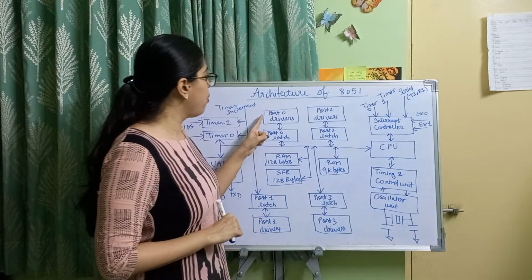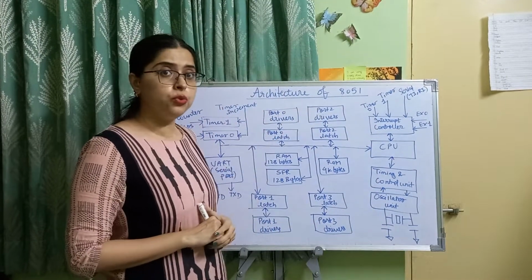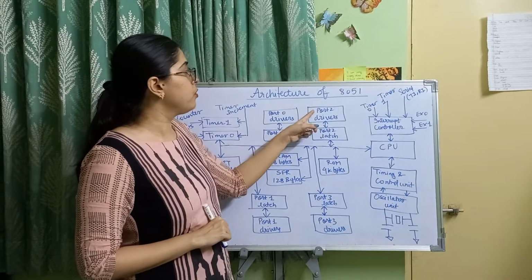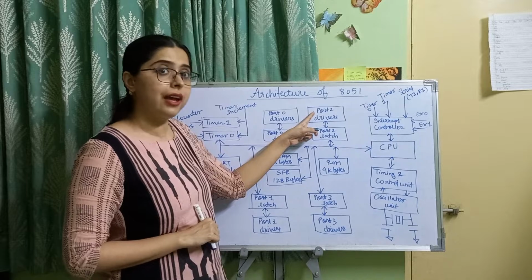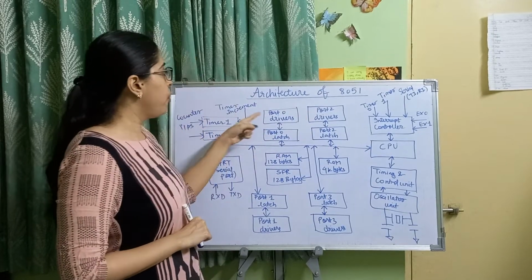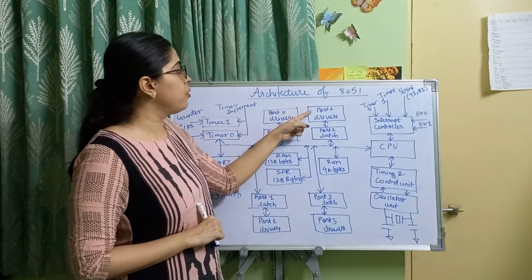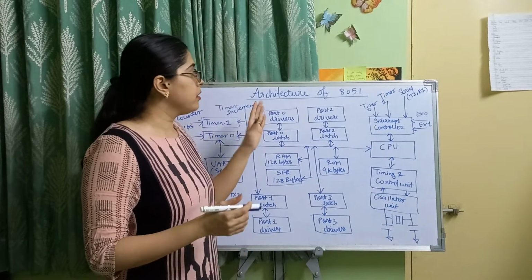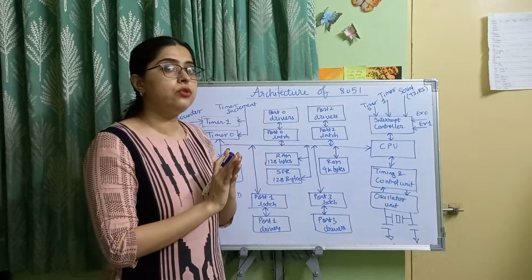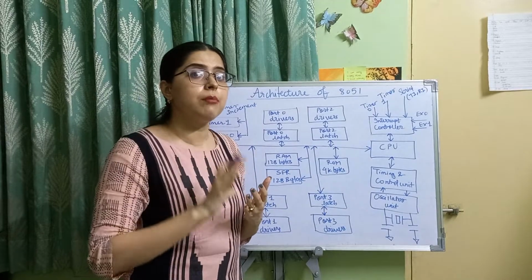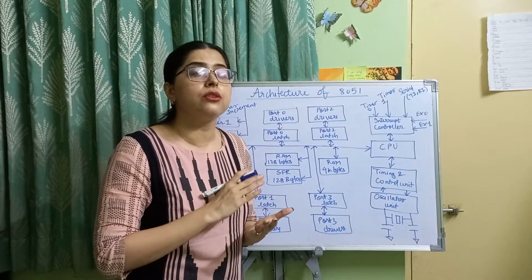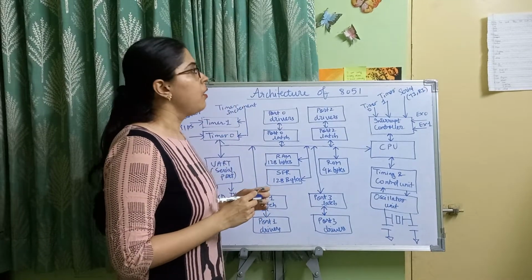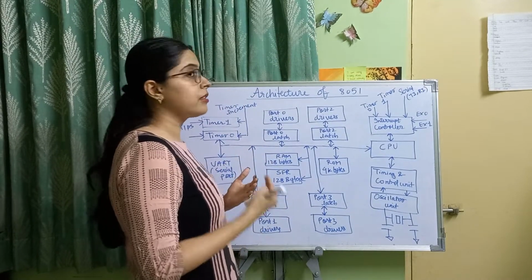Now these are the ports, port 0 and port 2. Port 0 holds the lower bit address and port 2 holds the higher address. Port 0 is address bus and port 2 is address data multiplex bus. And these port 0 and port 2 are used to interface external memory to the microcontroller 8051. Okay, clear? Fine. Now the external memory access, why is it slow?